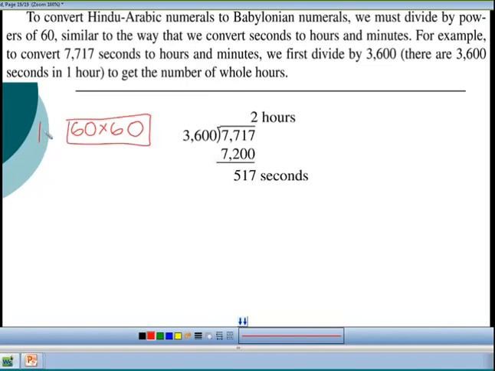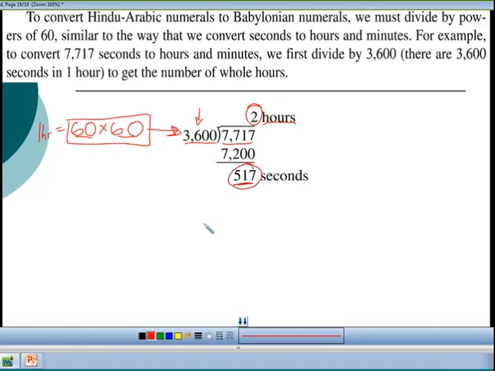So 1 hour is equal to 60 times 60, and so that's 3,600 is what we're dividing. So this is seconds divided by how many seconds are in an hour, so that goes in twice, which means that this represents 2 hours, and then there's a leftover of 517 seconds.